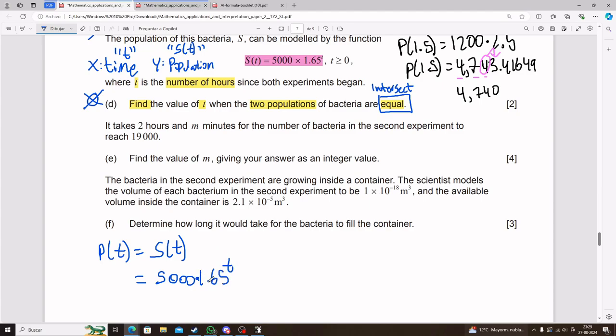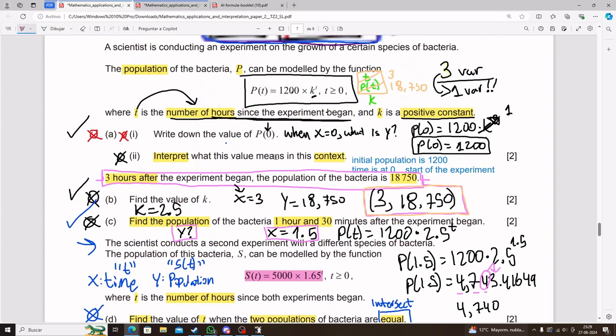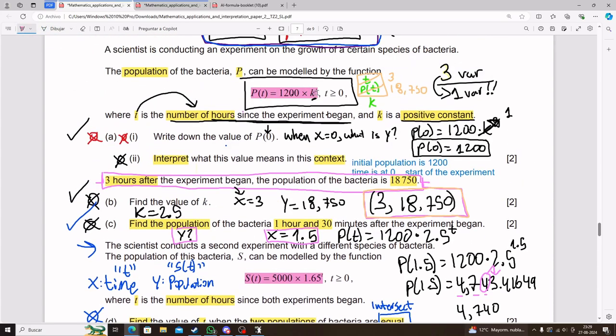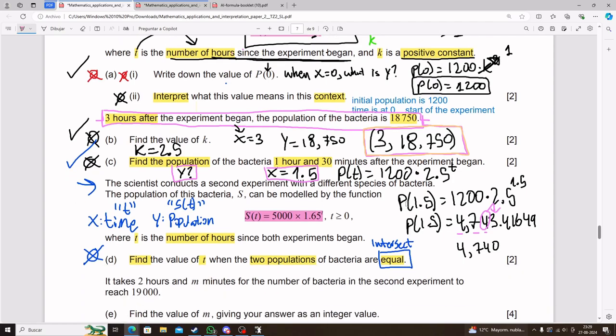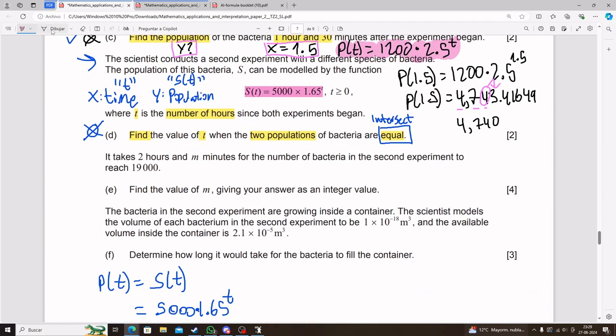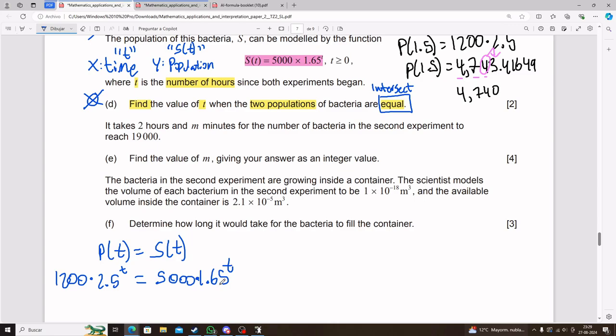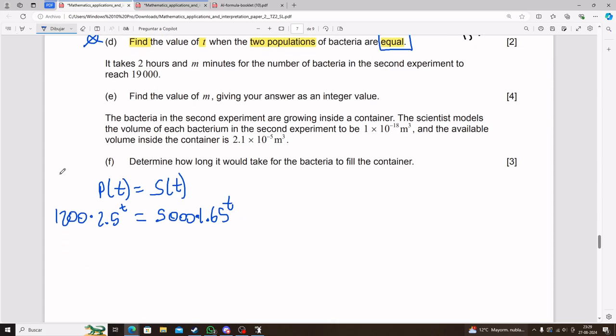This is a times, this is a decimal. And we also know that P of T is this. Well, with the K, it would actually look like this right here, okay? So, if I now plug in P of T and S of T, I end up with 1,200 times 2.5 to the power of T equals 5,000 times 1.65 to the power of T. So this has been my line of logic, okay? This has been my procedure.